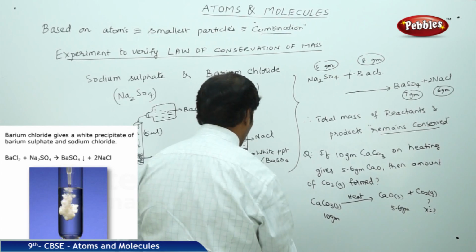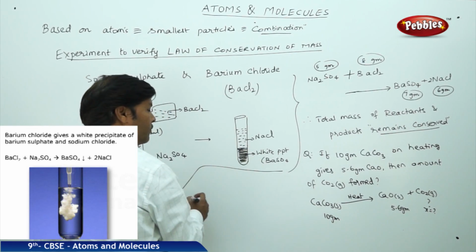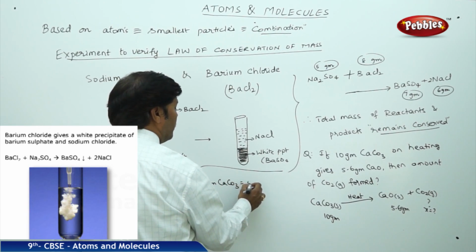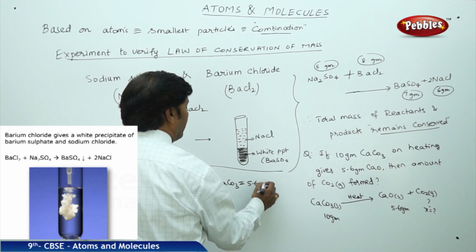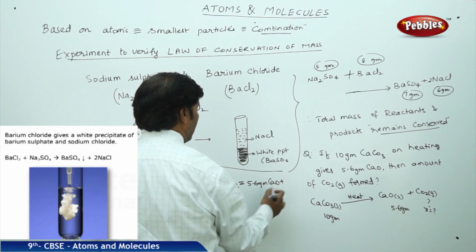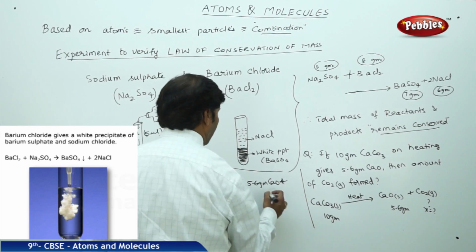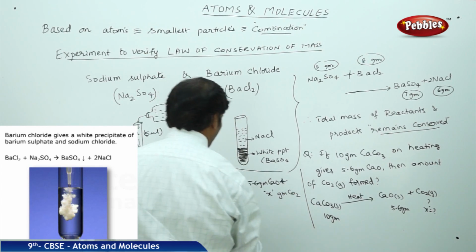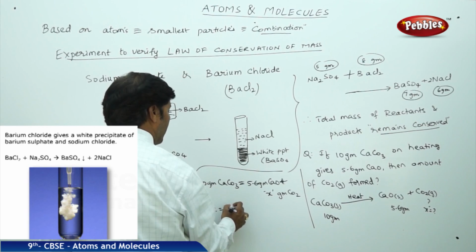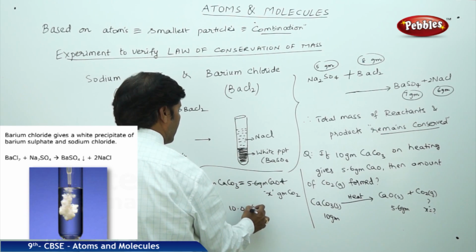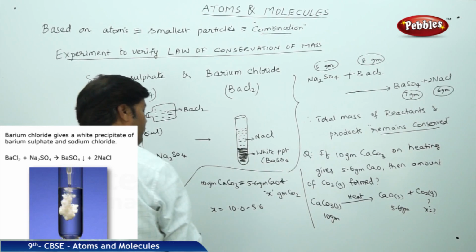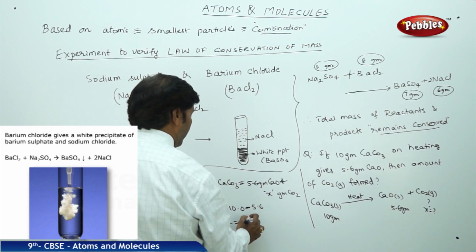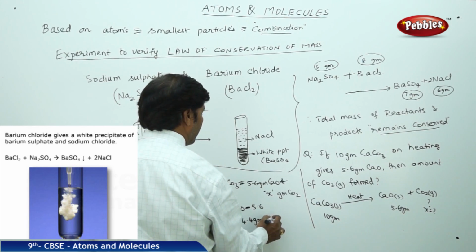So I will put it in a simple pattern: 10 grams of calcium carbonate is equal to 5.6 grams of calcium oxide plus X grams of carbon dioxide. So simply X is equal to 10.0 minus 5.6, which is 4.4 grams. So X is equal to 4.4 grams of carbon dioxide formed.